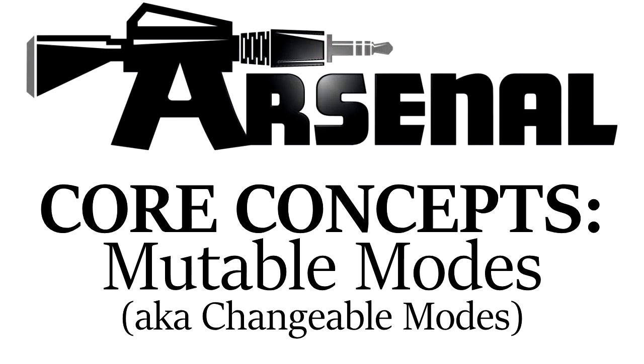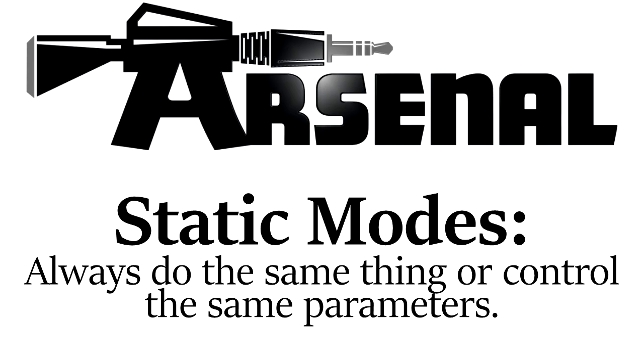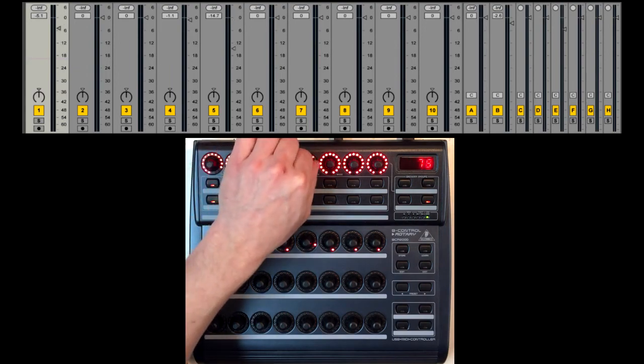Up until the introduction of this concept, all modes were static, meaning they always did the same thing. An example of a static mode is the encoder volume mode from the encoder mix mode pack. That mode always controls volume across 8 tracks at a time.